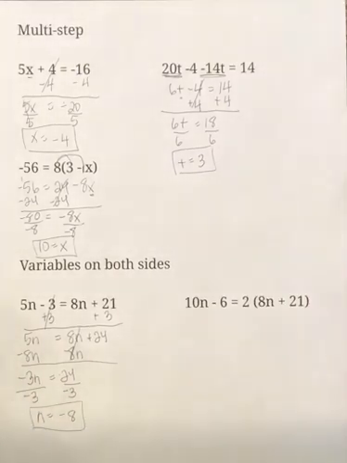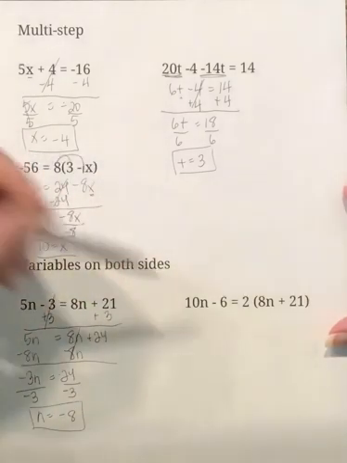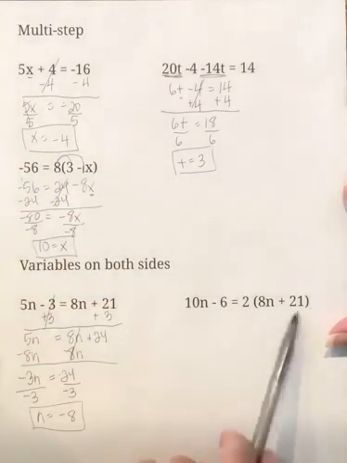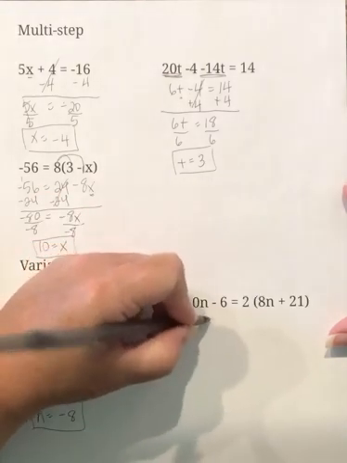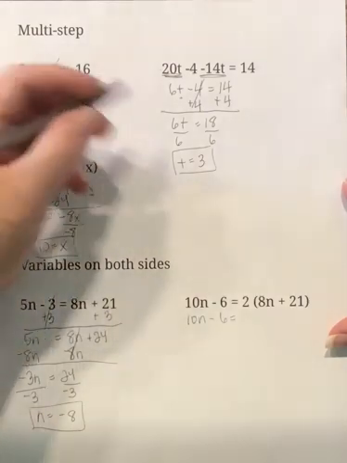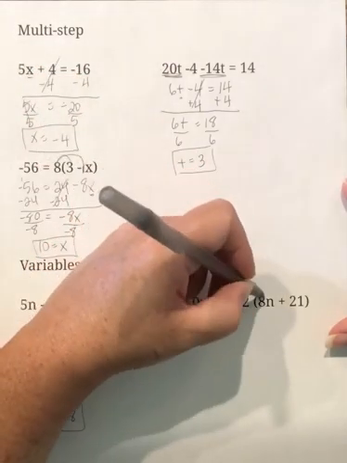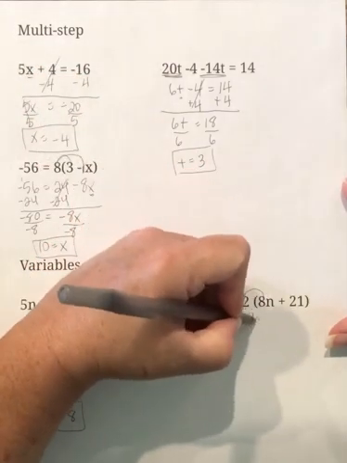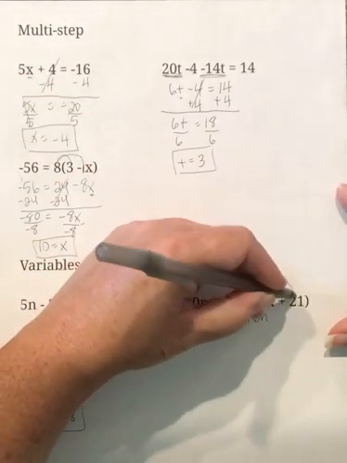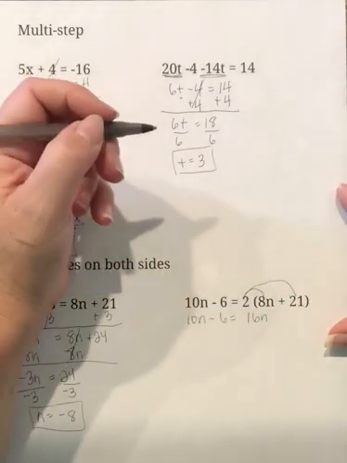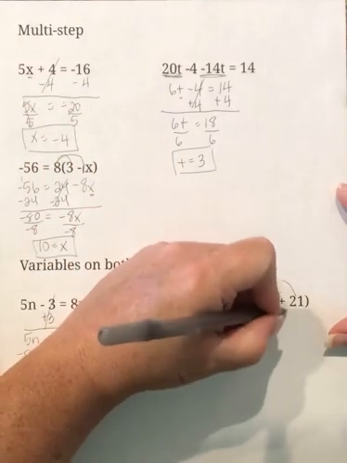And then lastly, I have the most complex equation on the page. So I do have distribution, so I'm going to start there. All the distribution is happening on the right-hand side of the equal sign, so I'm just recopying all of this. I'm not going to deal with that yet. +2 times +8 is +16, and that gets the n. +2 times +21 is +42.